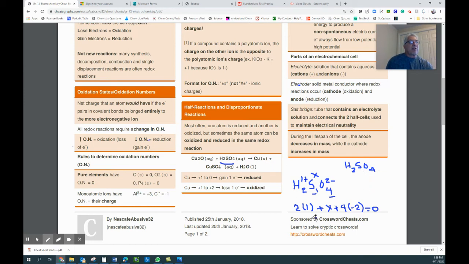So that is the formula of sulfuric acid. Solving for this, it will be 2 plus x minus 8 equals 0. 2 and negative 8 will be negative 6, so x will be 6. So the oxidation number of sulfur in sulfuric acid is equal to 6. That's the way you will find the oxidation number in any formula.